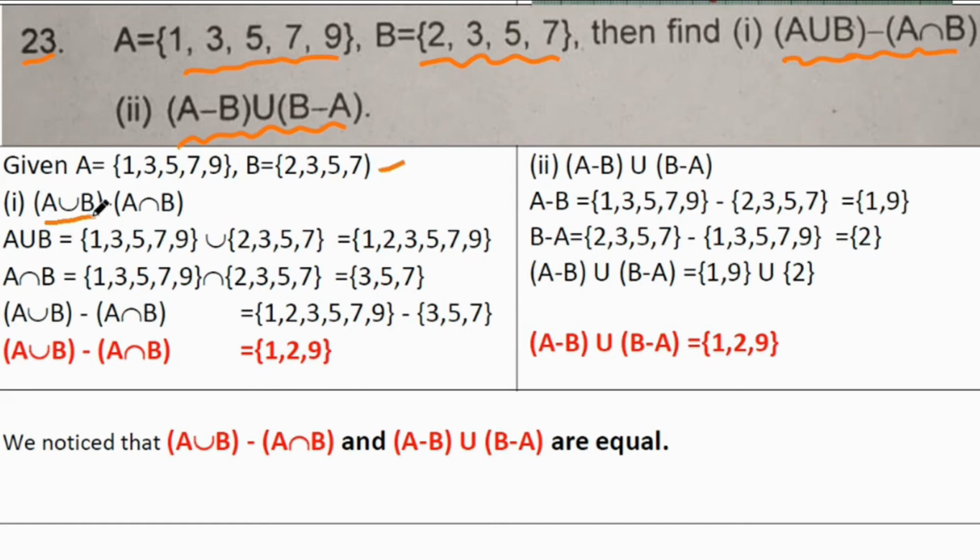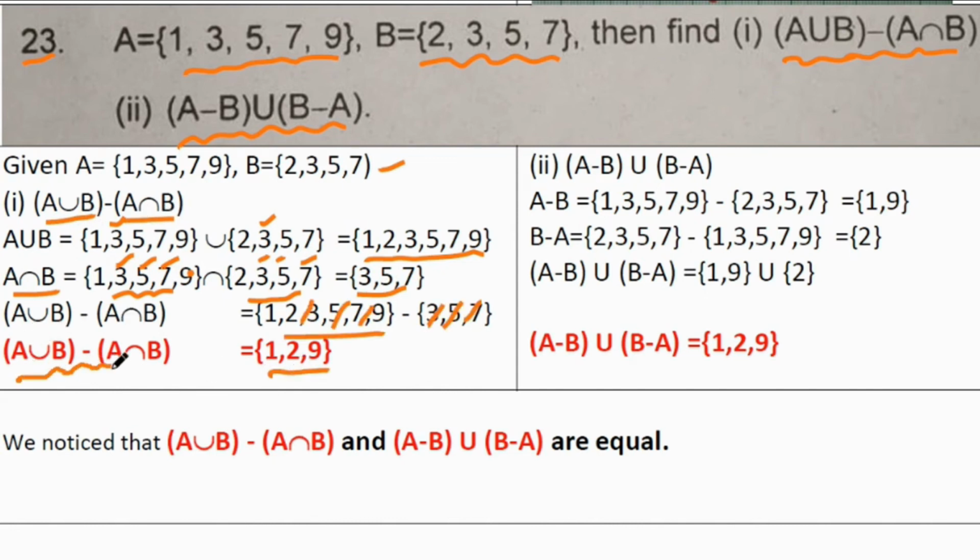So first we have to find A union B. A union B means the elements which are in A and B together. Here: 1, 2, 3, 5, 7, 9. Elements should not be repeated, students, make a note of it. And A intersection B is nothing but the elements which are common in both the sets A and B. Here the common elements are 3, 5 and 7. So {3, 5, 7} is A intersection B. Now we will find A union B minus A intersection B.